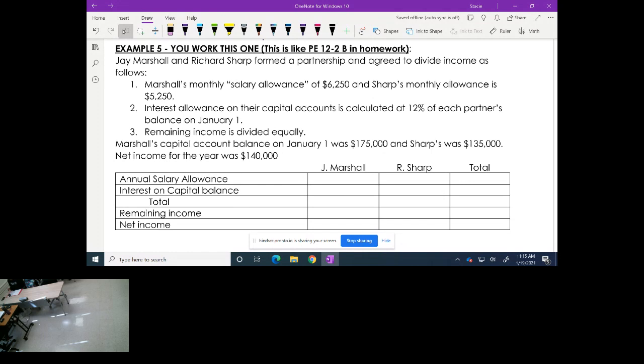So none of this will be journalized. This is just an allocation calculation, not journal entries. The only part that we'll do journal entries for is this piece down here, and it'll be the bottom part of our closing entry, our first one. Did I answer? Okay.